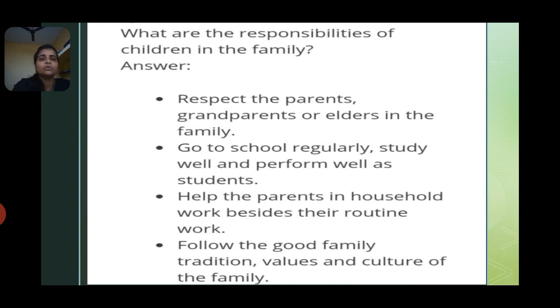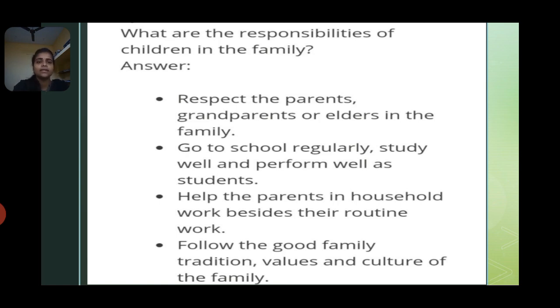What are the responsibilities of children in the family? Now we studied the responsibility of a parent towards the family. In the same way, children also have some responsibilities towards their family. First and most important, respect the parents, grandparents or elders in the family. You should always respect the parents, grandparents or elders in the family.